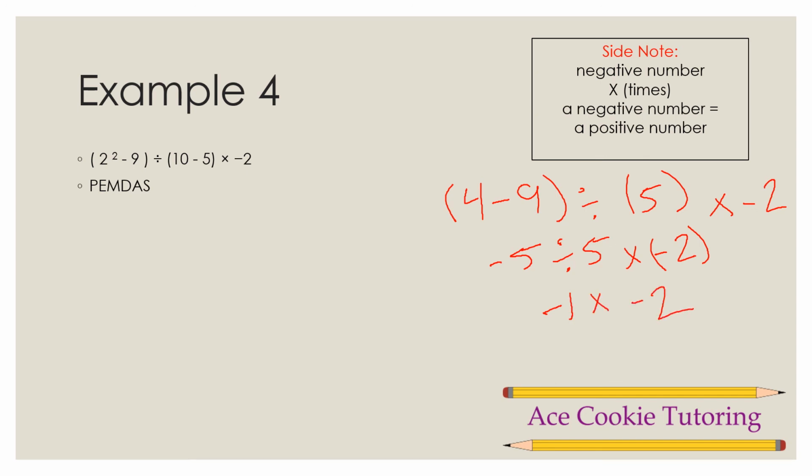Well, if you need to, like we just talked about, here's that special rule. Negative times a negative gives me a positive. So my final answer for example number 4 is a positive 2. So what I had to remember here, the takeaway, was that parentheses come first.